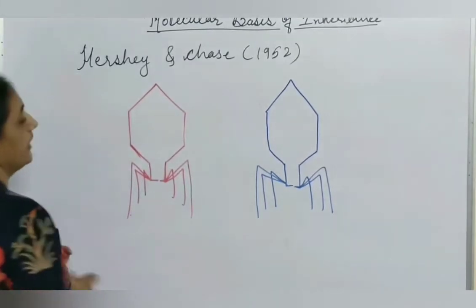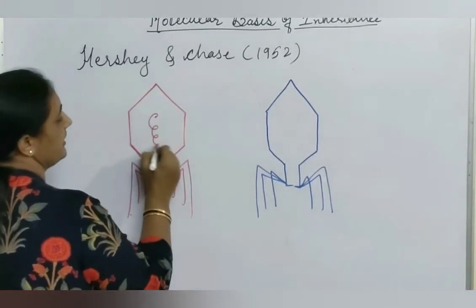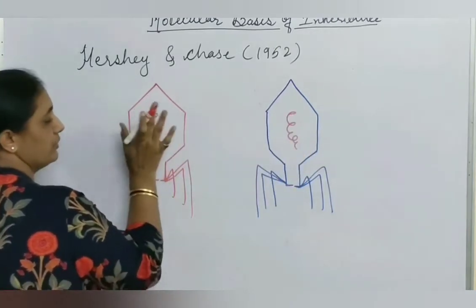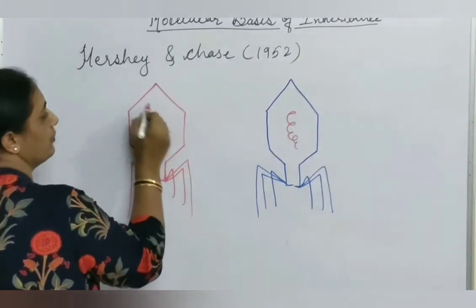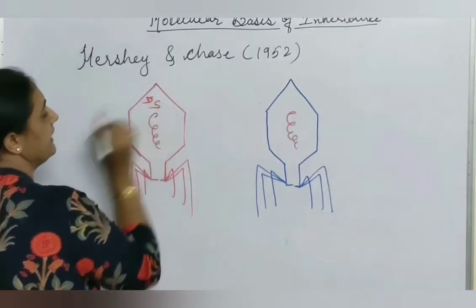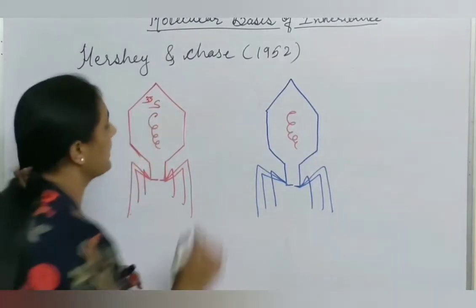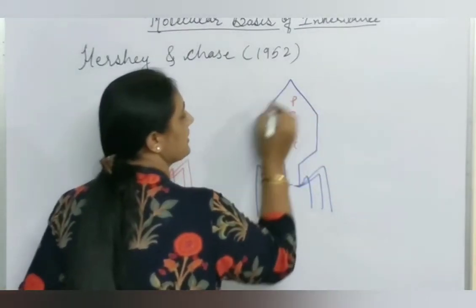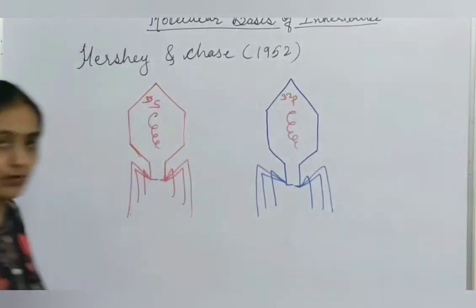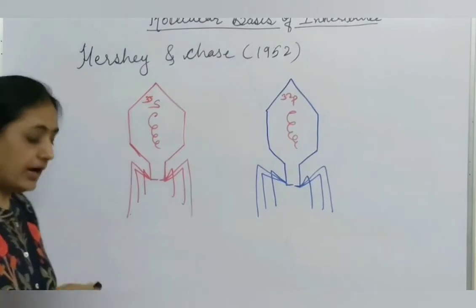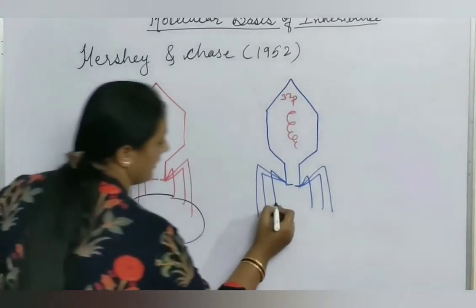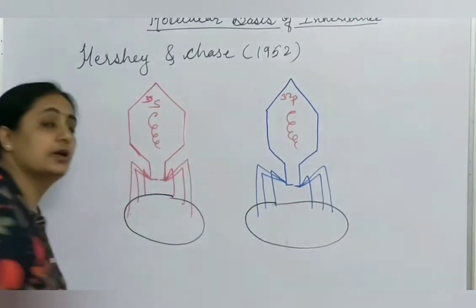So here Hershey and Chase used bacteriophage, one which was cultured in the medium having isotope of sulfur, and another one which was cultured in the medium having isotope of phosphorus. Now they were allowed to infect the bacterium E. coli.